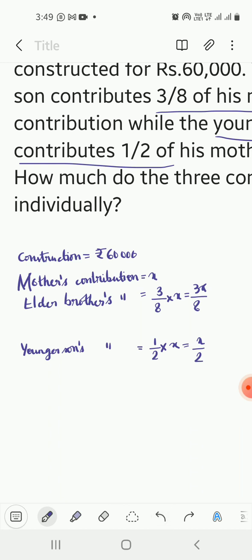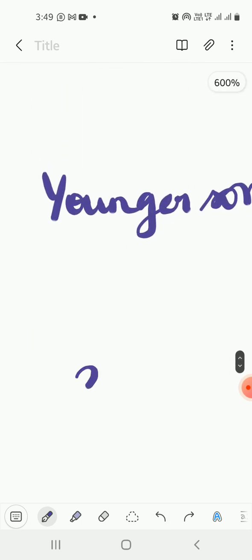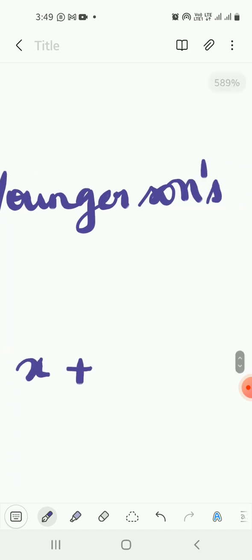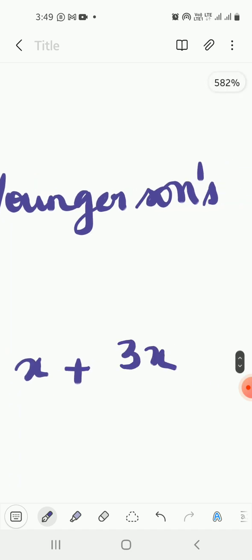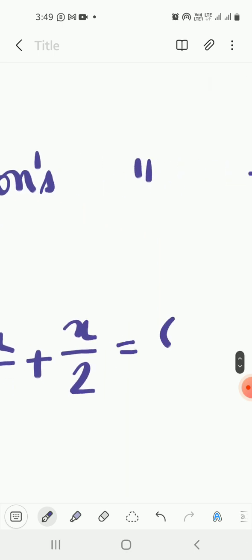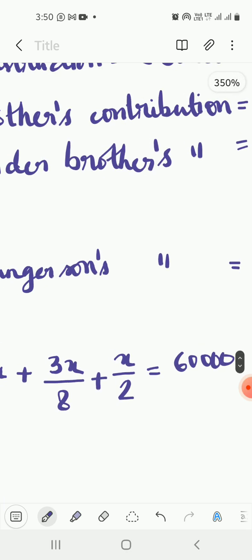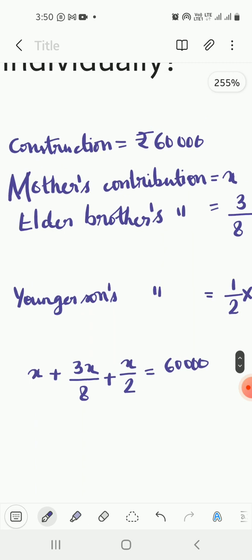So if we add all of these three, the total amount 60,000 will be reached. So let's solve the equation. X is the mother's, elder son's is 3x by 8, younger son's is x by 2, and together it is 60,000. We will solve this equation and we will get X. The value of x means we will get the mother's contribution. Then we have to find the elder brother's and younger son's.